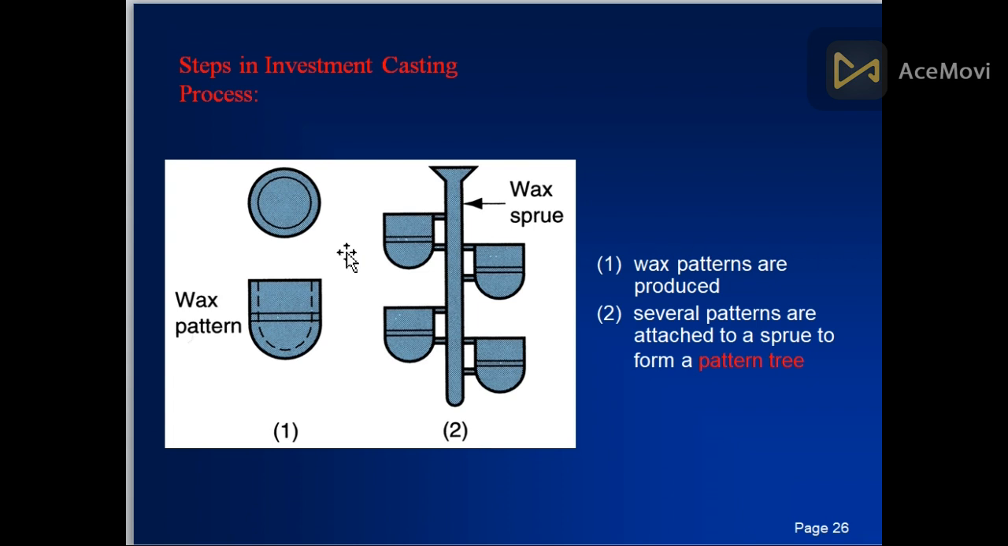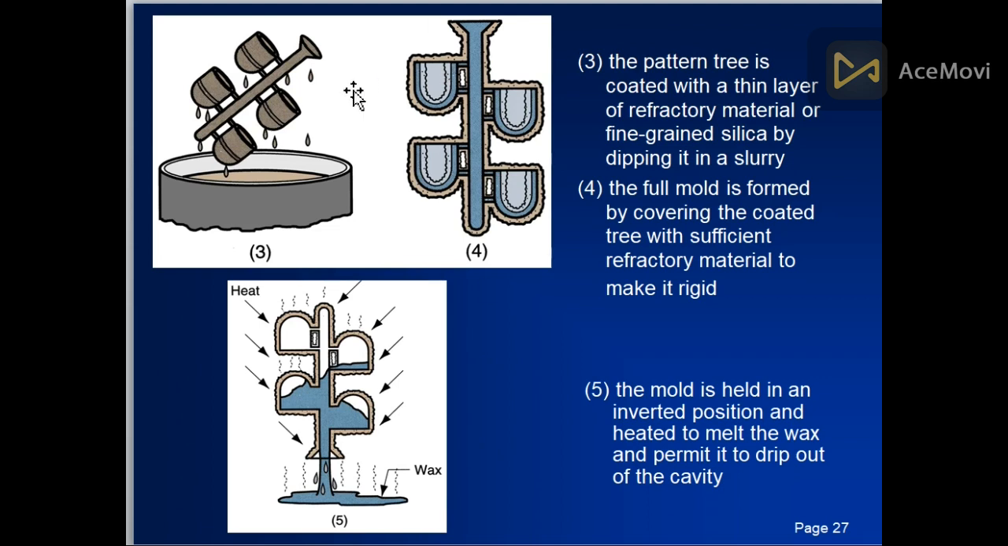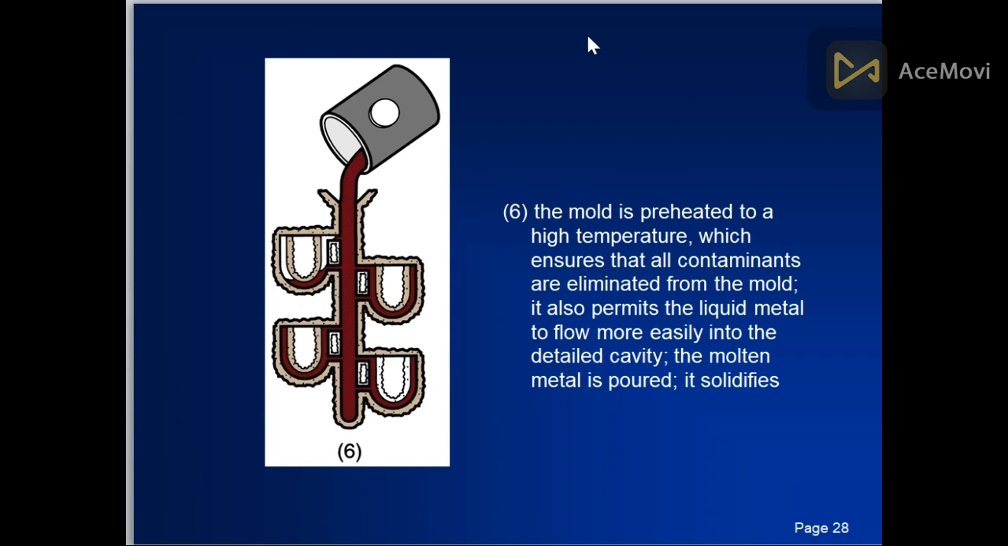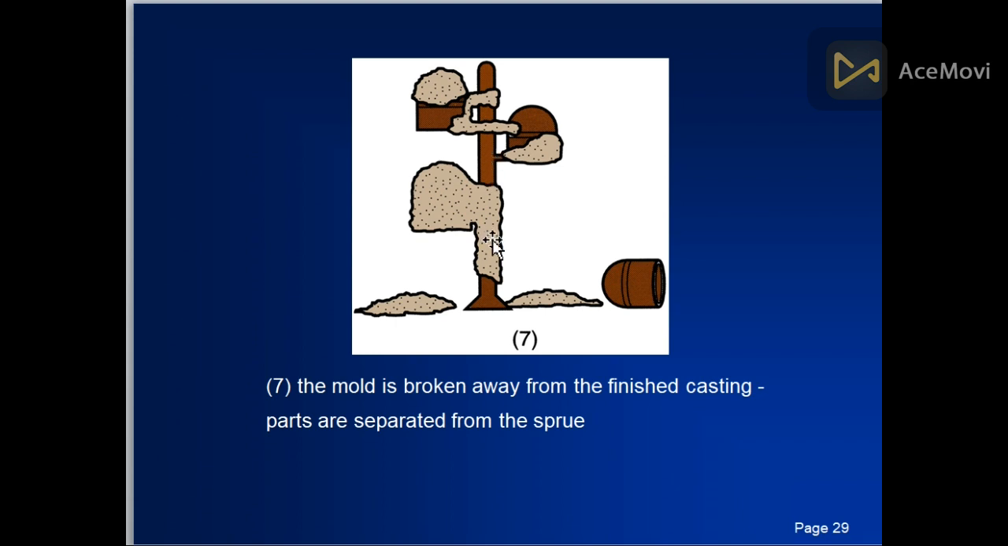Steps in investment casting. First, we have to make the pattern of wax. These are the wax sprues. Then we put it in the refractory material by dipping it. Then we heat it and invert it, so the wax is melted out into a cup. Then this is the desired mold. We put the metal in it, and it goes wherever we want. Then this is the desired shape. These are basically the cups.